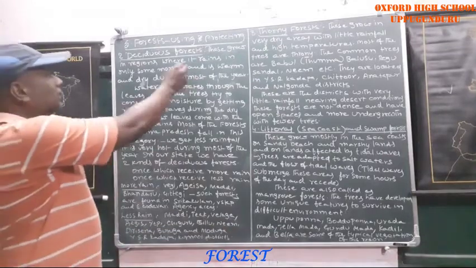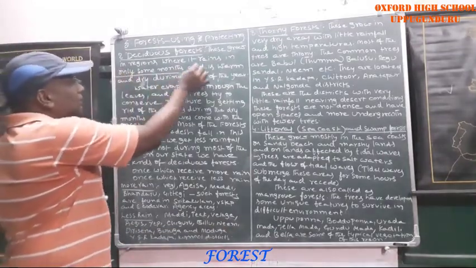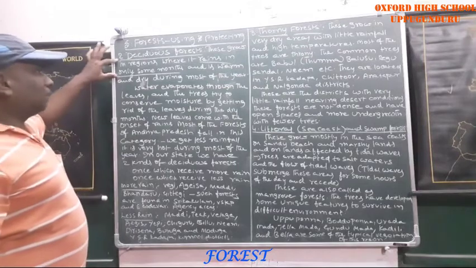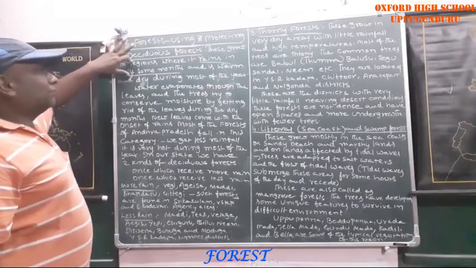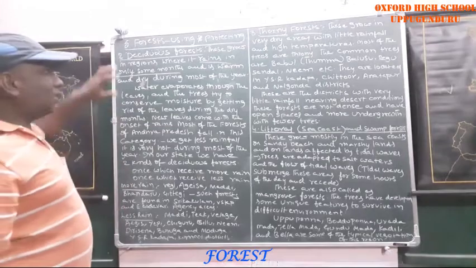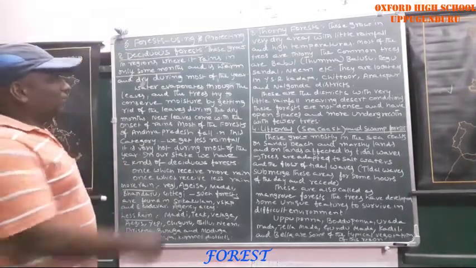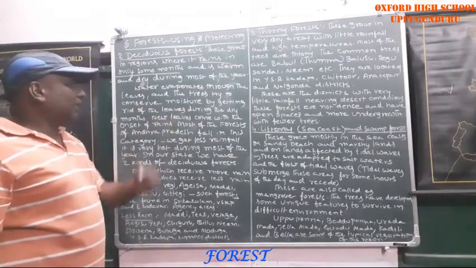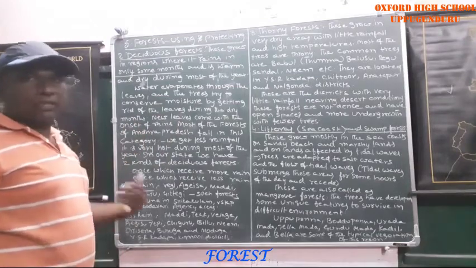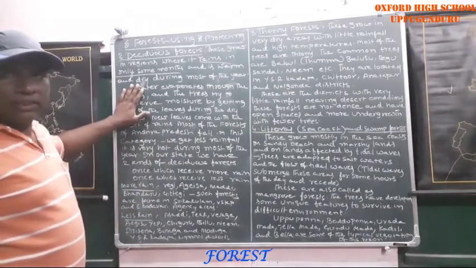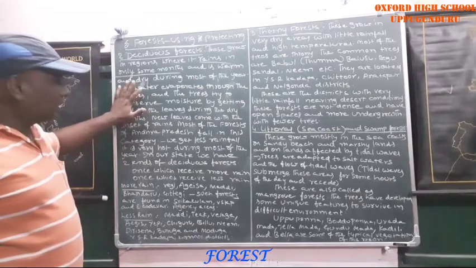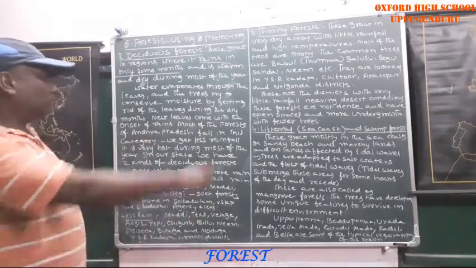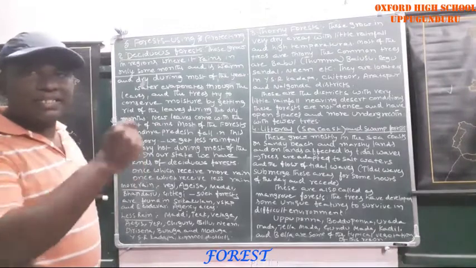See what is given in your textbook, deciduous forests. These grow in regions where it rains in only some months. Just now I told you, and it is warm and dry during most of the year. Water evaporates through the leaves and the trees try to conserve moisture by getting rid of leaves during the dry months. New leaves come forth at the onset of the rains. Most of the forests of Andhra Pradesh fall in this category.